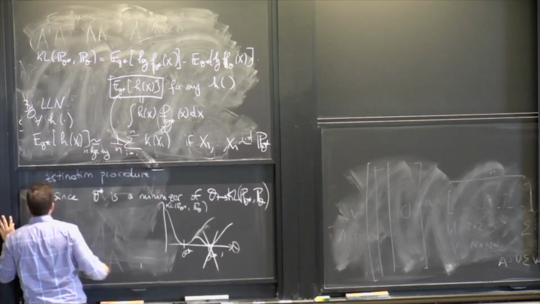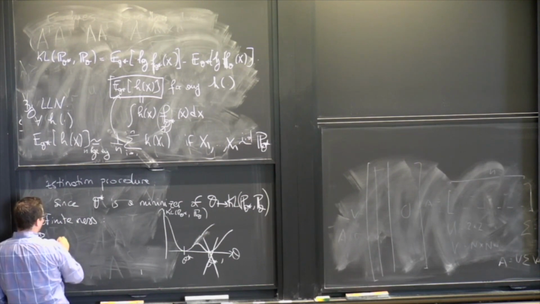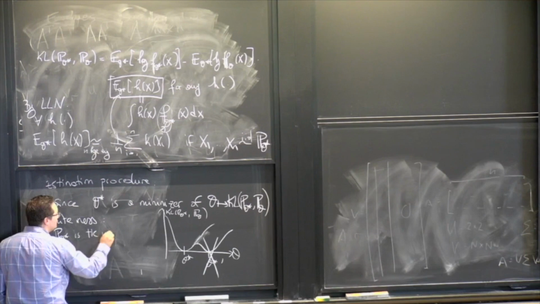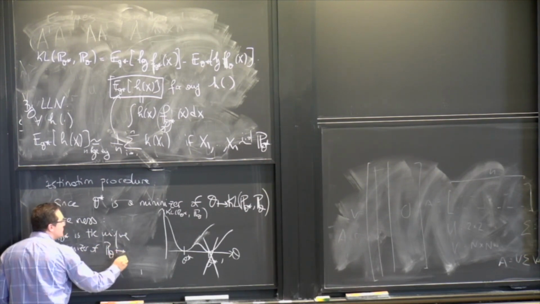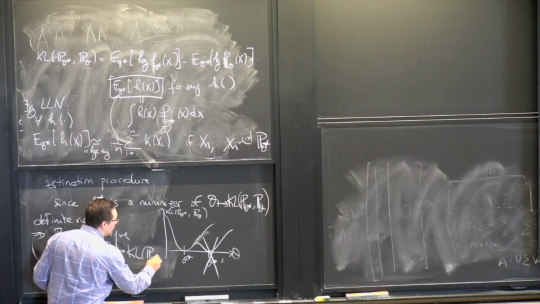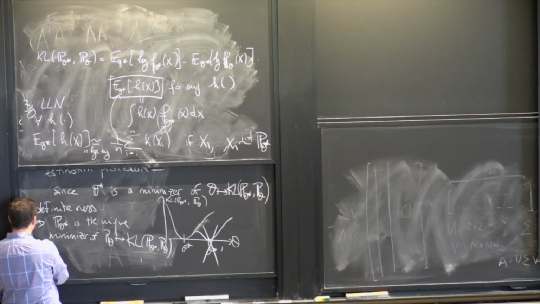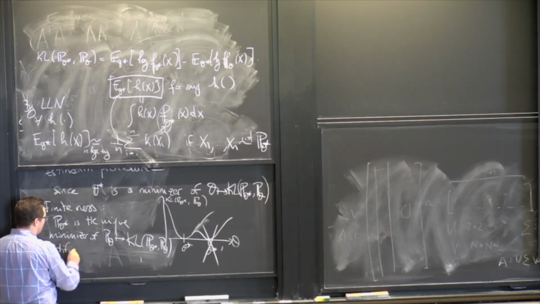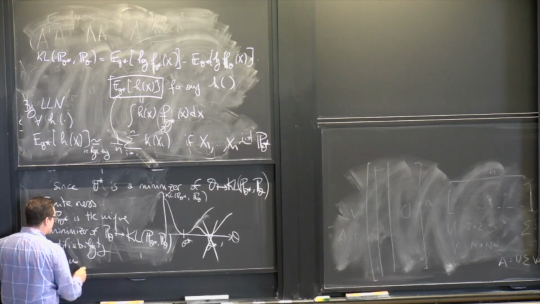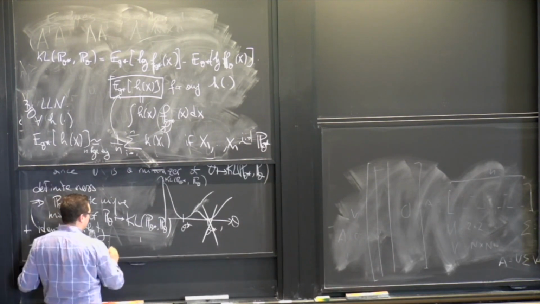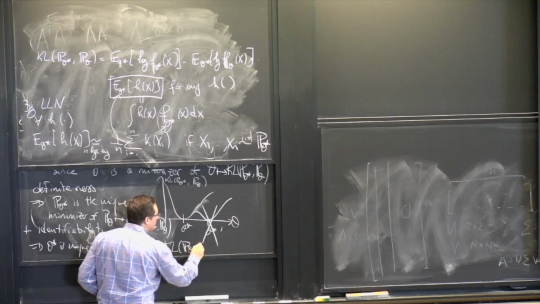Okay, so basically, let me write what I just said. Definiteness implies that P theta star is the unique minimizer of P theta maps to KL of P theta star, P theta. All right, so definiteness only guarantees that the probability distribution is uniquely identified. And identifiability implies that theta star is the unique minimizer of theta maps to KL of P theta star, P theta. Okay?